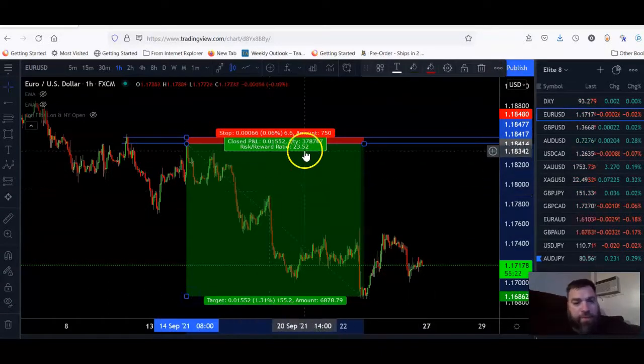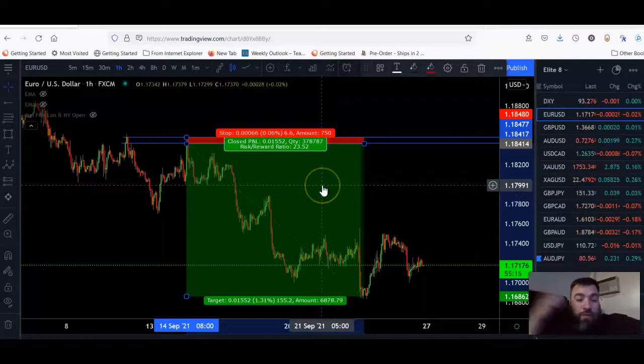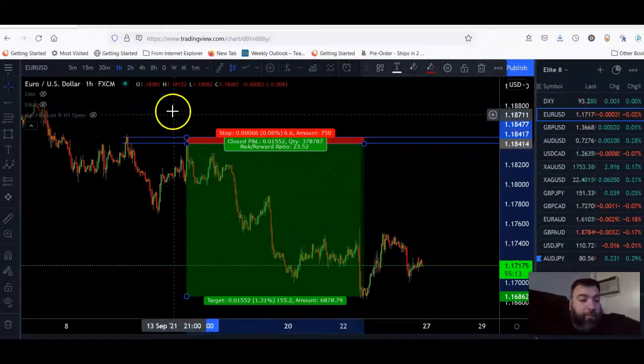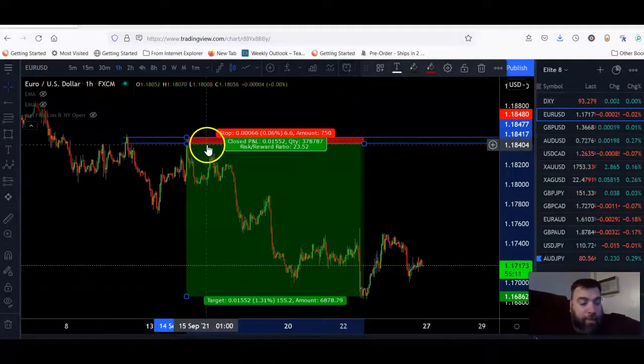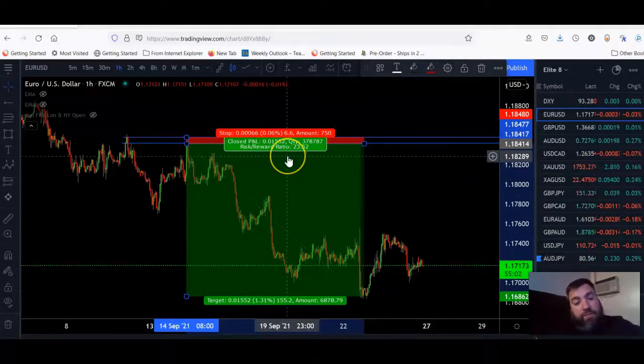Okay, that's a 1 to 23. The risk to reward ratio is 1 to 23. So you risked 1% right here, and you took this move. You gained 23%. If you risked 2%, you gained 46%, which is pretty amazing.